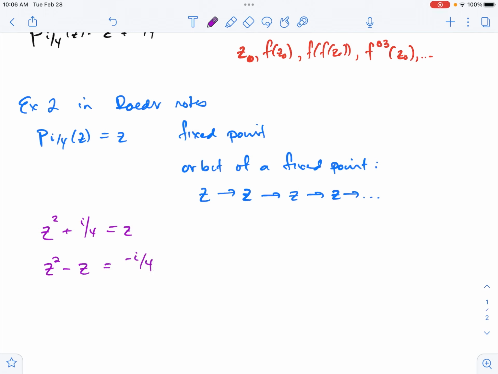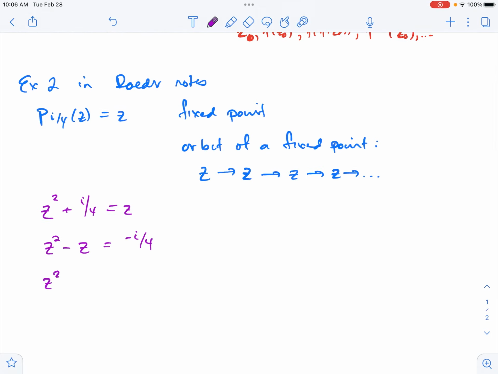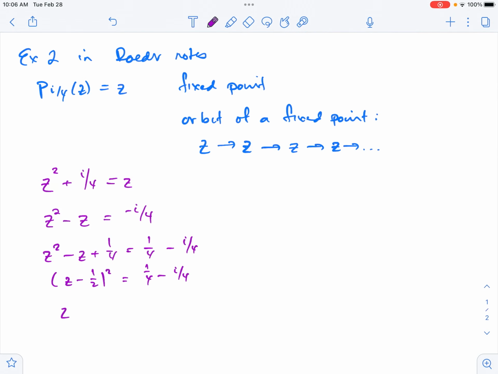So if we set this up to complete the square, we'll put a 1/4 right here. So we get 1/4 minus i over 4. This will turn into z minus 1/2 squared equals 1/4 minus i over 4. Hit this with the square root, and you'll end up with z equal to 1/2 plus or minus the square root of 1/4 minus i over 4. Now, you could write that down as a polar number and calculate the square root, or you could run over to Wolfram Alpha, and what you'll find is that there are 2 roots to this equation.